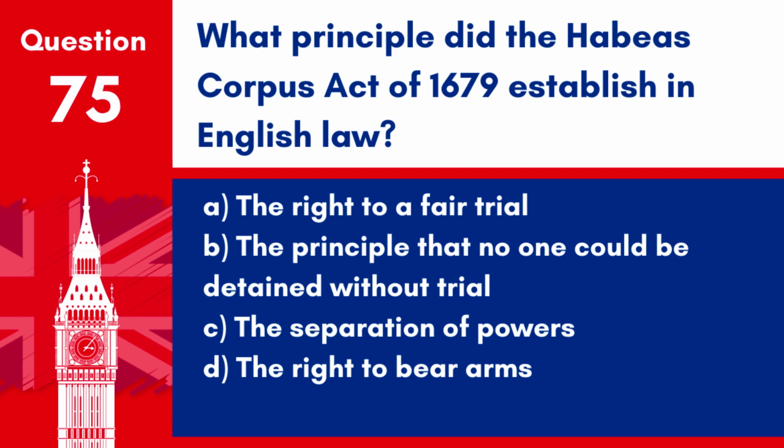Question 75. What principle did the Habeas Corpus Act of 1679 establish in English law? A. The right to a fair trial. B. The principle that no one could be detained without trial. C. The separation of powers. D. The right to bear arms. Answer: B. The principle that no one could be detained without trial. The Habeas Corpus Act of 1679 established the principle in English law that no one could be detained without trial, reinforcing the right to liberty and due process.